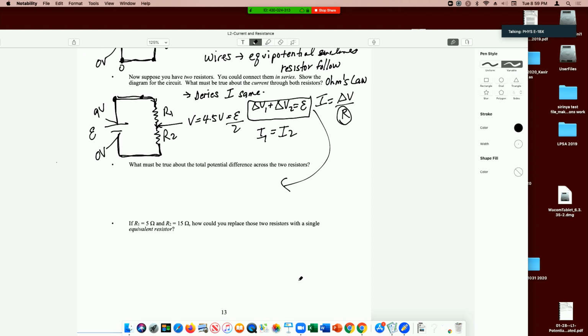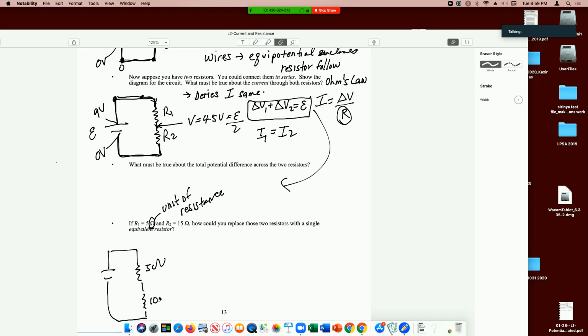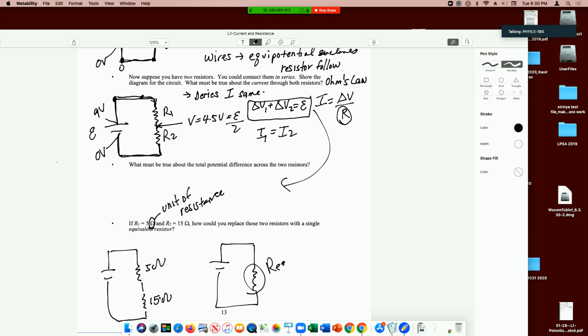Okay, so let's say that we have two resistors. One of them is 5 ohms, and an ohm is just the unit of resistance. So this one is 5 ohms, and then this one is 10 ohms. Or sorry, 15, we said, in the questions, 15. And we want to know, what if I were to replace these two with one resistor, the equivalent resistor? Let's call this R equivalent. What would be the resistance of that equivalent resistor? When they're connected in series, it's very intuitive. It's just the sum, so R1 plus R2, which is 20 ohms.